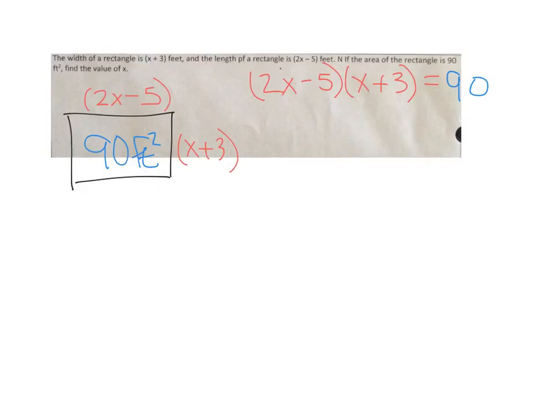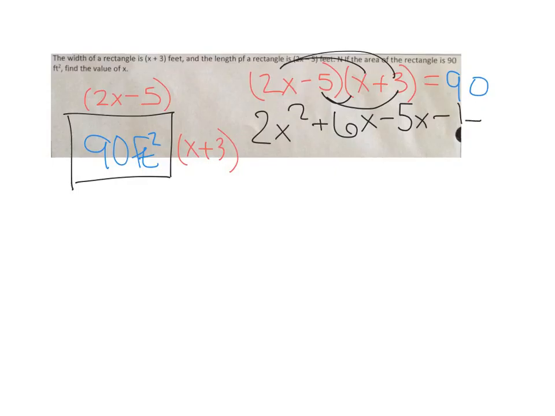Yeah, distribute. So take 2x, distribute that, and that gives me 2x squared plus 6x. And then take negative 5, so then I get negative 5x minus 15 equals 90. Or 2x squared plus x, subtract 15 equals 90. So now is this starting to look kind of more similar to those solving problems we just saw? Yeah.